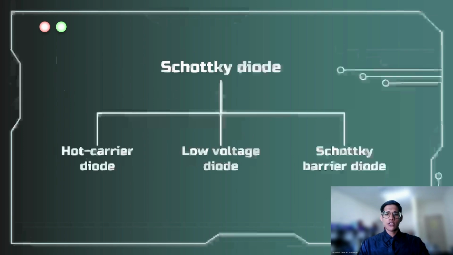So moving on to the topic, a Schottky diode is known as a hot carrier diode because electrons present in the N side get sufficient energy to cross the junction barrier and enter the metal during forward bias. The electrons entering the metal with tremendous energy are known as hot carriers. Thus, the diode is called a hot carrier diode.